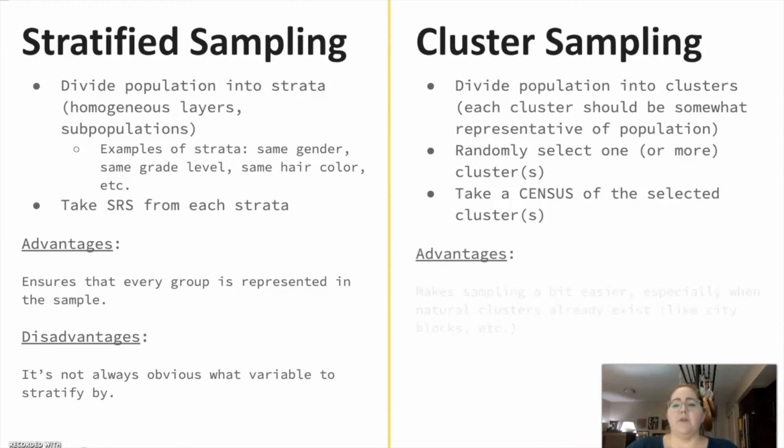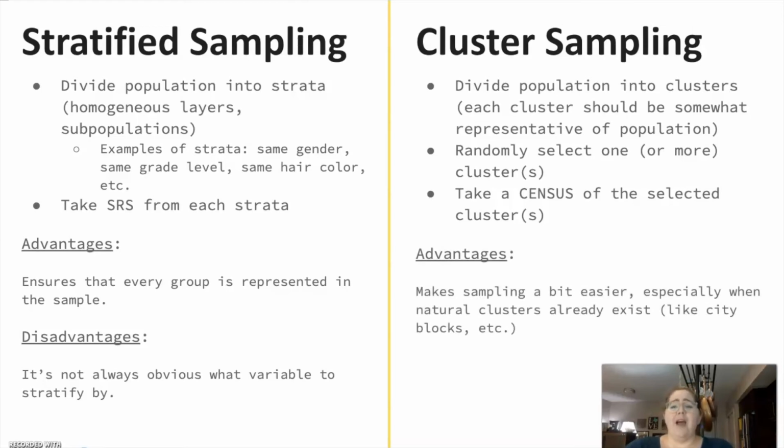This is really useful, and it just makes sampling easier when we have a really big population that already has natural clusters that exist, like city blocks or pages in a phone book or whatever. Cluster can be something that just makes the sampling process easier. It also makes it to where we don't have to number as many things and take as many random samples. So it just kind of makes things a little bit easier.